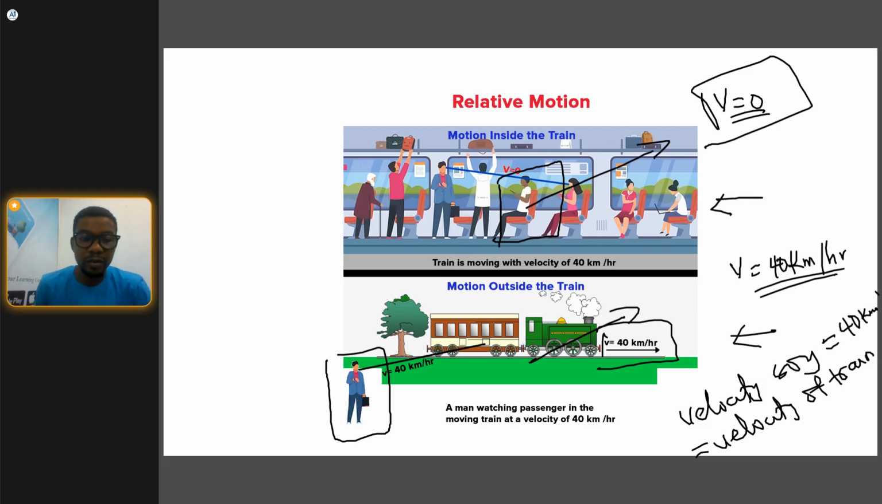So we take the second point about relative motion. All right. So we're going to consider the second point. We're going to use another diagram to explain that.